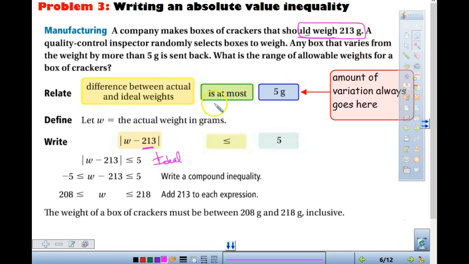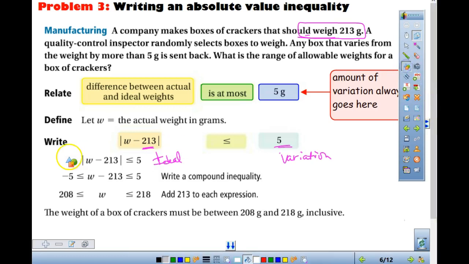But it has to be within, so it's always going to be a less or equal, and then this is always your variance. So the ideal, and this is how it changes, or what we call the variation, okay? That is always our variation. So the absolute value of W minus 213, less or equal to 5. We have two possible answers.